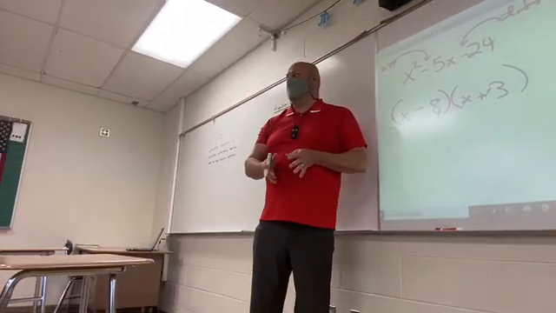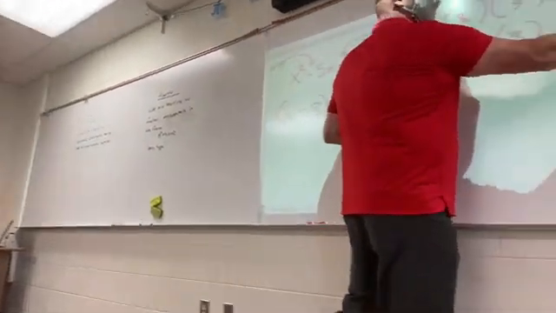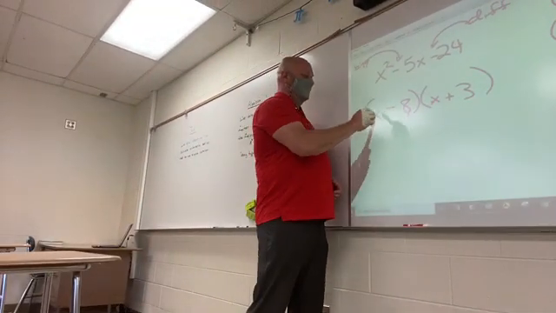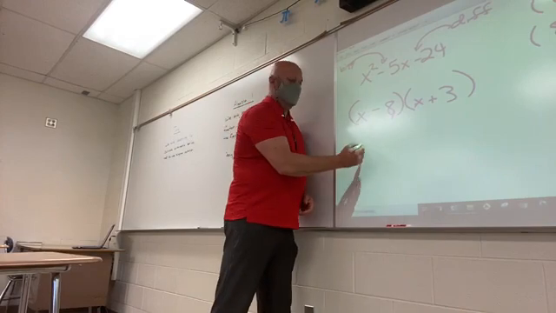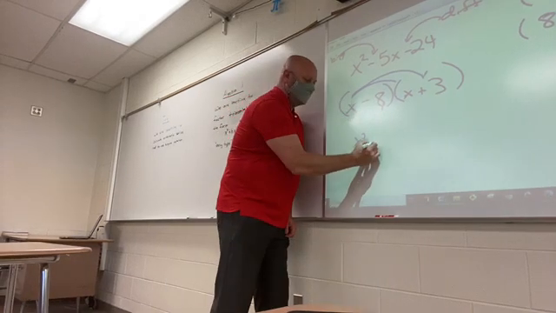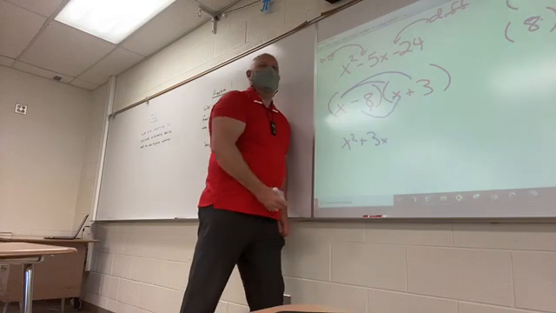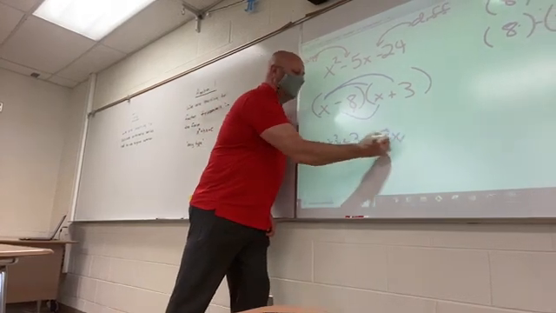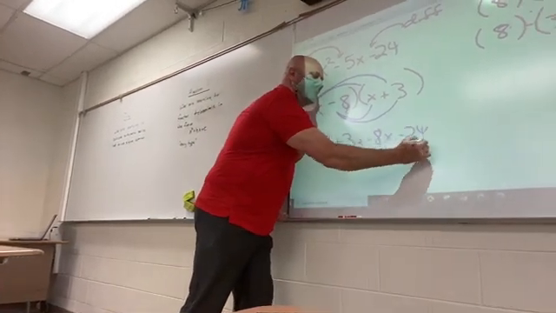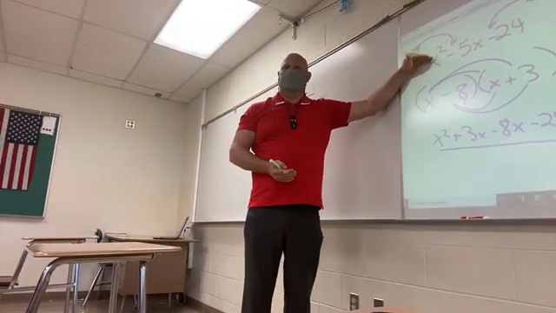How could you check these to make sure without a shadow of a doubt that this is the correct answer? FOIL it. Just FOIL it. What's x times x? X squared. What's x times 3? 3x. Positive 3x, right? What's negative 8 times x? Negative 8x. What's negative 8 times positive 3? Does this simplify back to this? Absolutely.